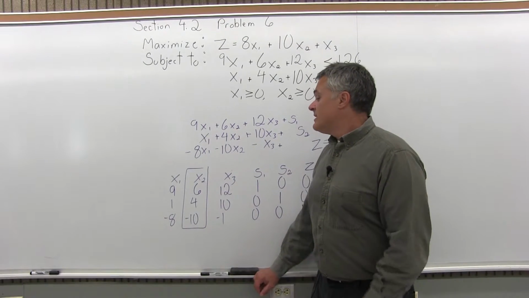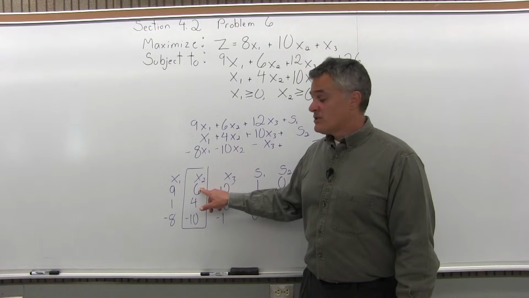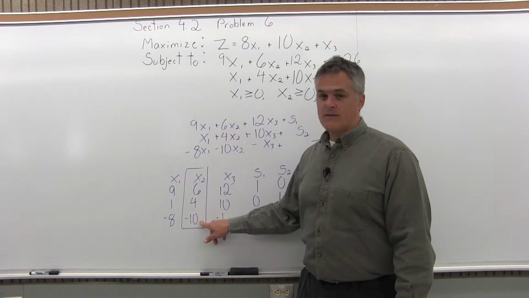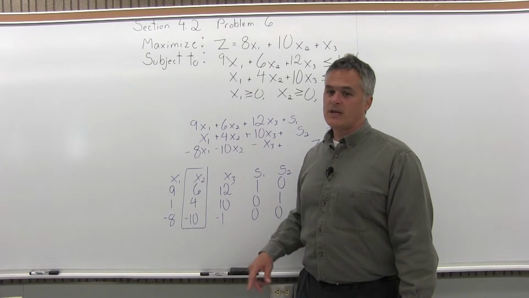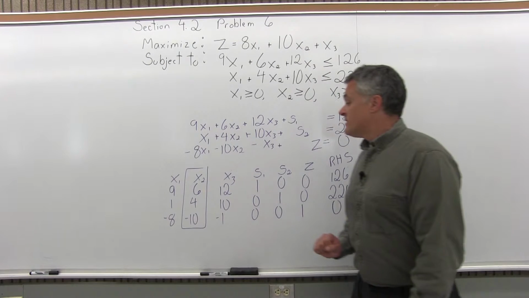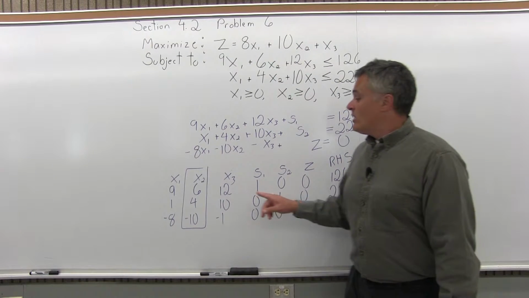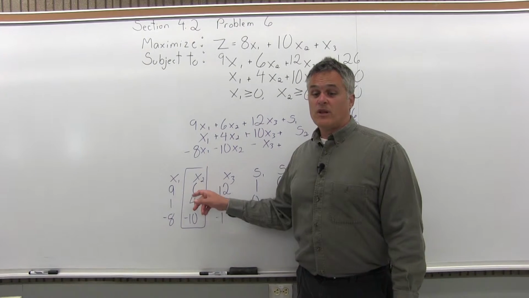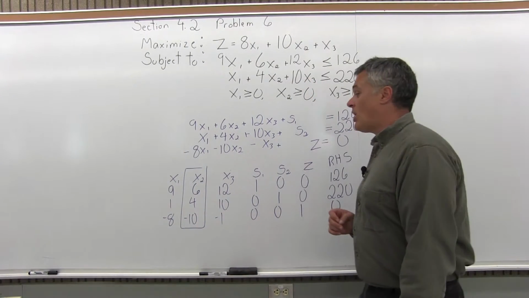Now, the pivot could be the 6 that's in the top row of the x2 column, or the 4 that's in the second row of the x2 column. The pivot cannot be the negative 10 that's in the bottom of the x2 column. The pivot can never be negative. It can never be 0. So to determine if it's the 4 or the 6, I want to evaluate the ratio of the right-hand side value over the pivot column value and find the smallest positive ratio.